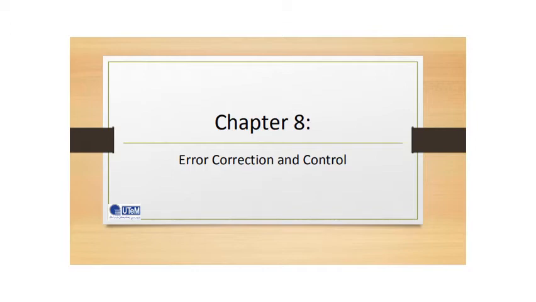Okay, today I'm going to explain about chapter error correction and control. In this chapter we are going to discuss how an error can be detected, and once the error is detected, then it can be corrected.